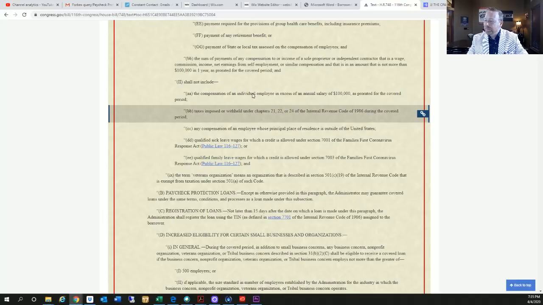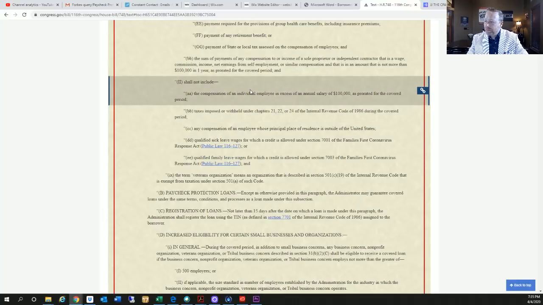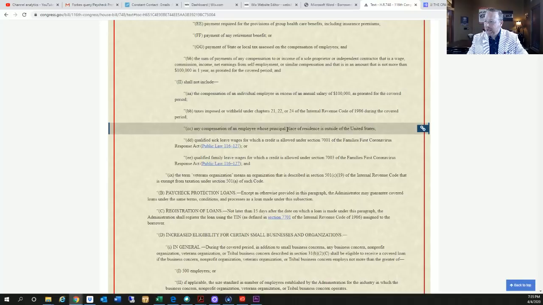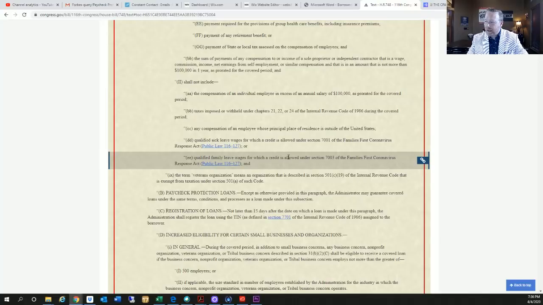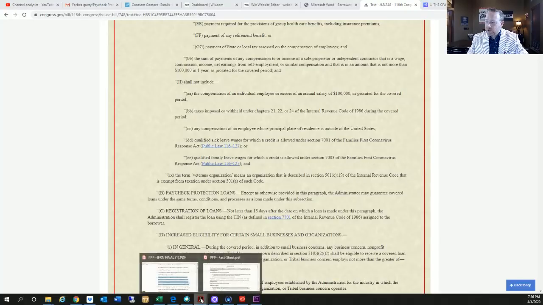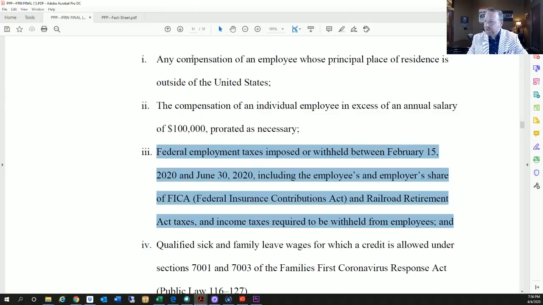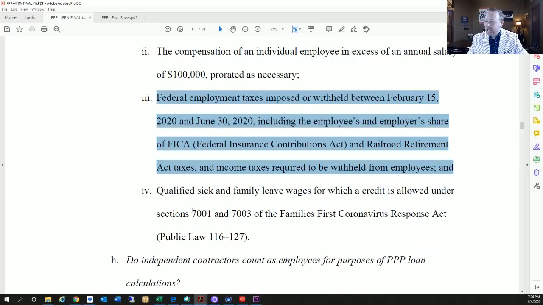This is all free. So right here in the actual law, it says shall not include. So what I'm matching up for us is, what is this actually talking about? Can it include comp in excess of 100 grand? They have to be an employee, the sick and the family leave. The employee has to be in the U.S., the 100 can exceed, the qualified family sick, and so on.